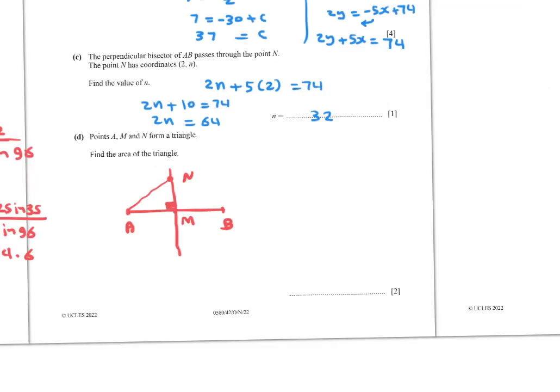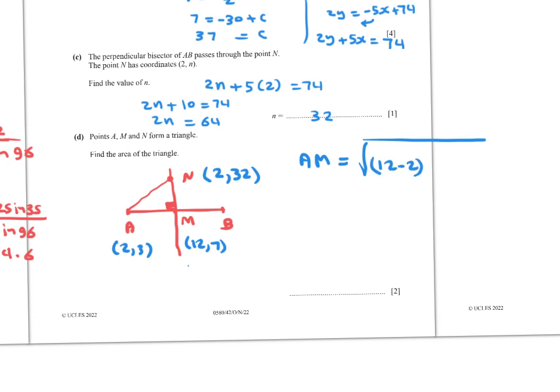Now we need to find the area of triangle AMN. We have A, 2 and 3. We have M, 12 and 7. And we have N, 2 and 32. Now we can find AM using the distance formula, equals square root of (x minus x) squared plus (y minus y) squared. So 12 minus 2 squared plus 7 minus 3 all squared equals 2 square root 29.